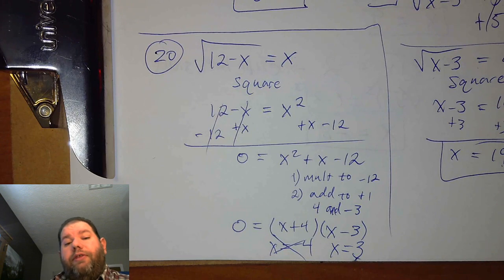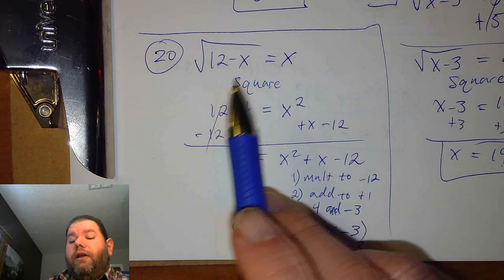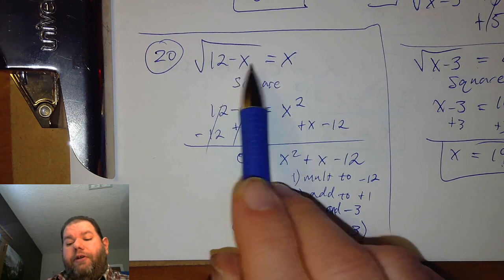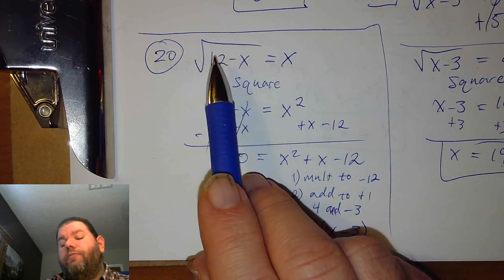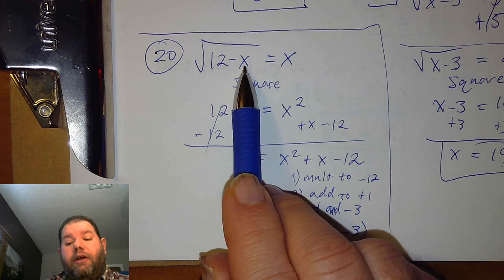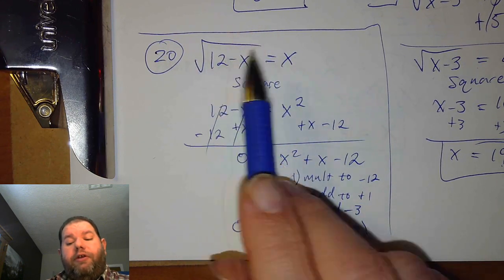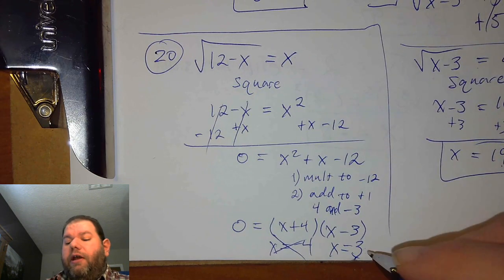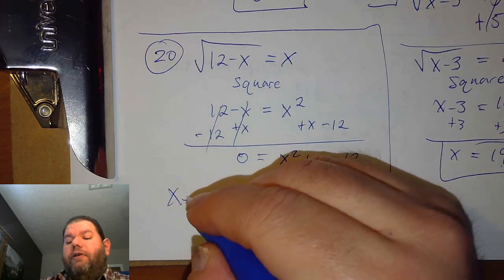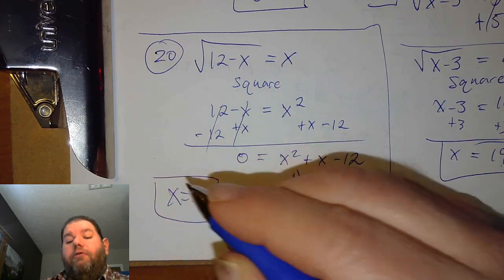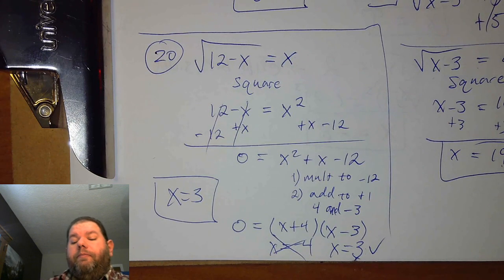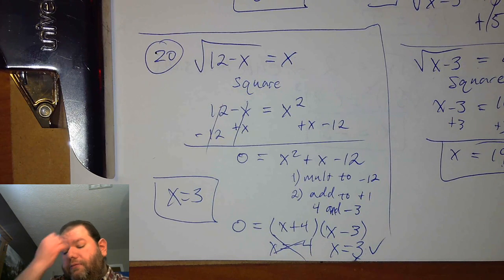So now we'll try 3 instead, and hopefully that will work. If we plug in x equals 3 here and here, 12 minus 3 is 9, and the square root of 9 is 3. We get 3 equals 3. And so x equals 3 checks out, so that is our only solution in this case. Does anyone have questions on that?